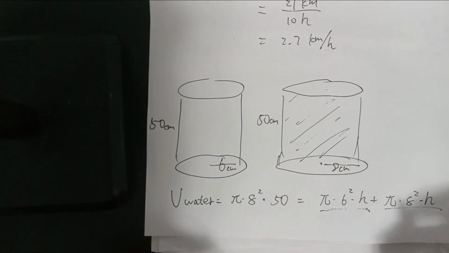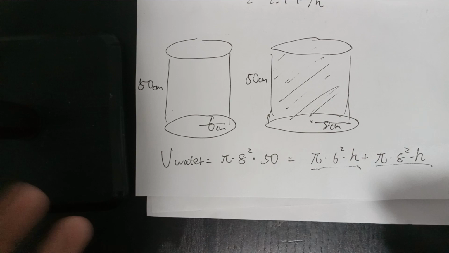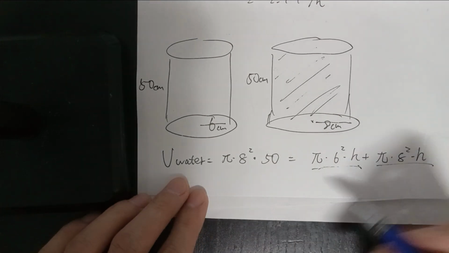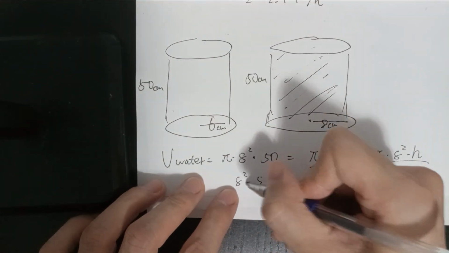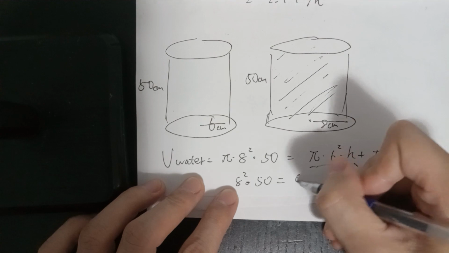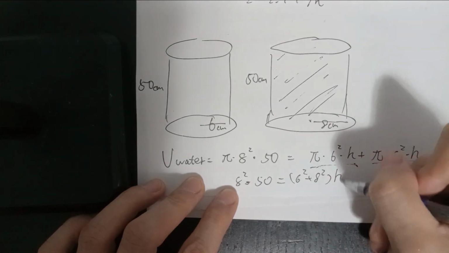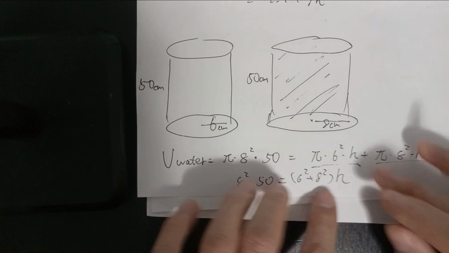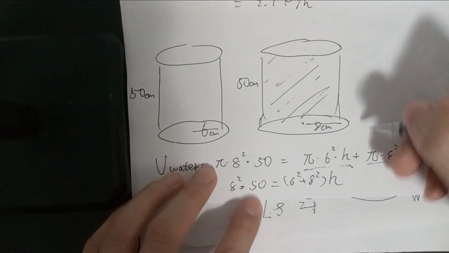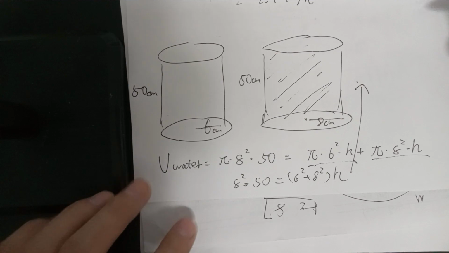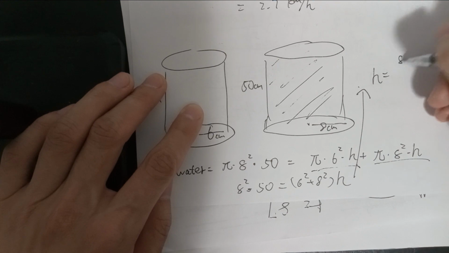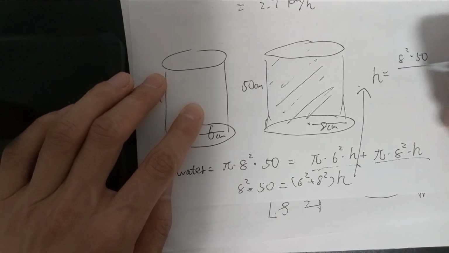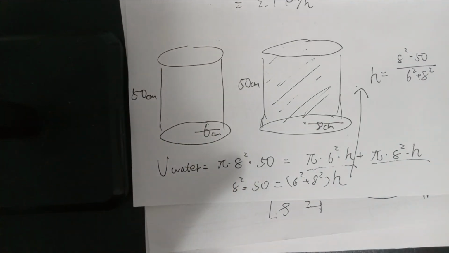Okay, and here we've got an equation, and we would solve it for h, and of course pi can be removed at once. So we've got 8 squared times 50 equals 6 squared plus 8 squared, times h. Okay, distributive property, so we just write 1h here. Let's go all the way up here to make the best use of the space on the paper. So h equals 8 squared times 50 divided by 6 squared plus 8 squared, and this is the final answer.